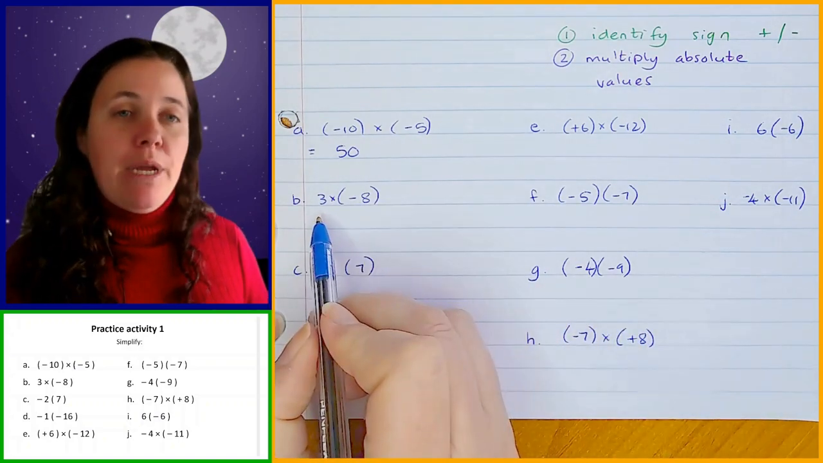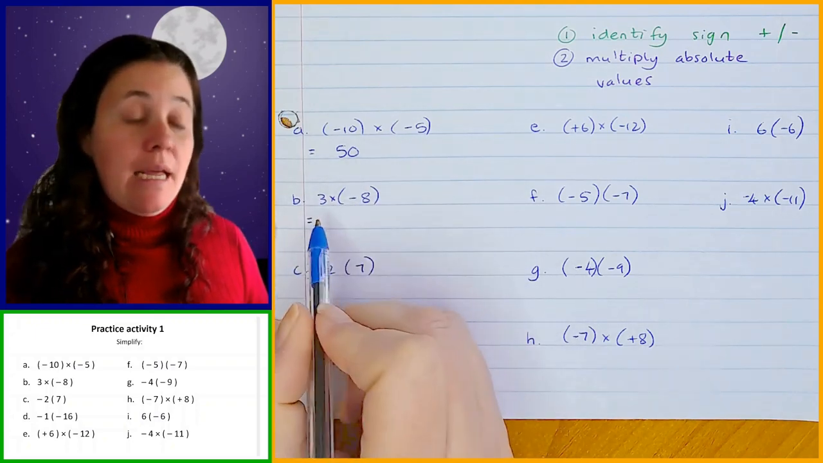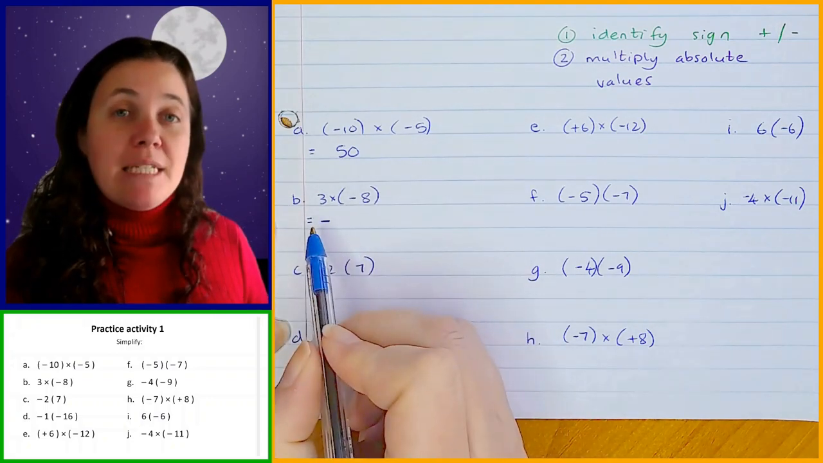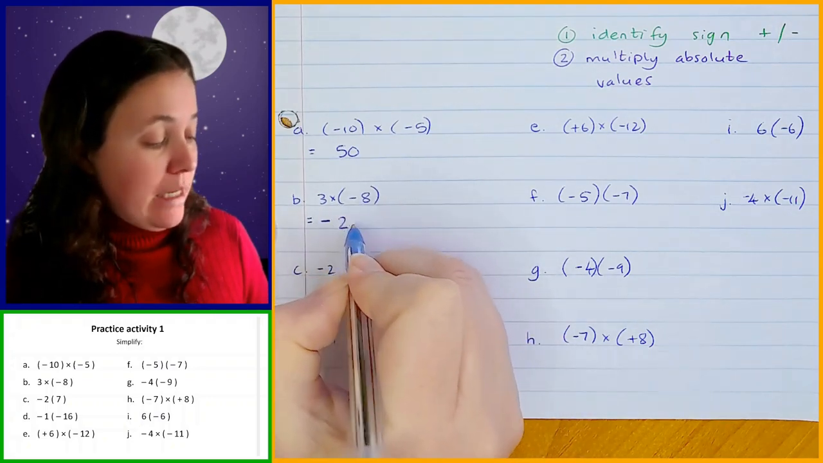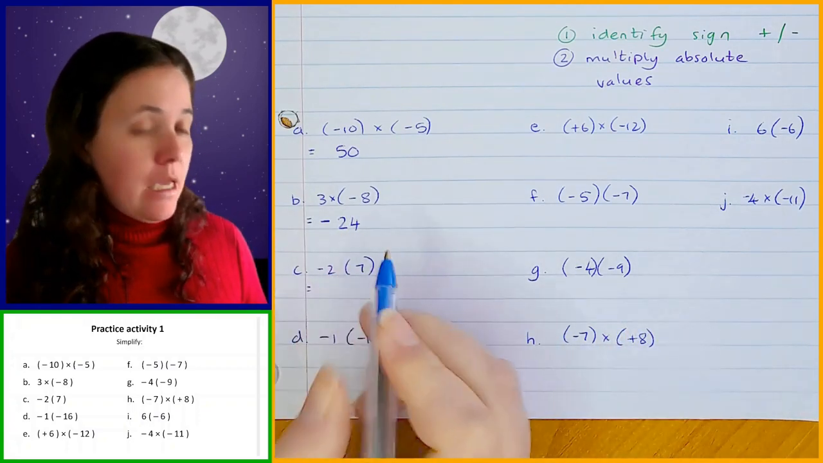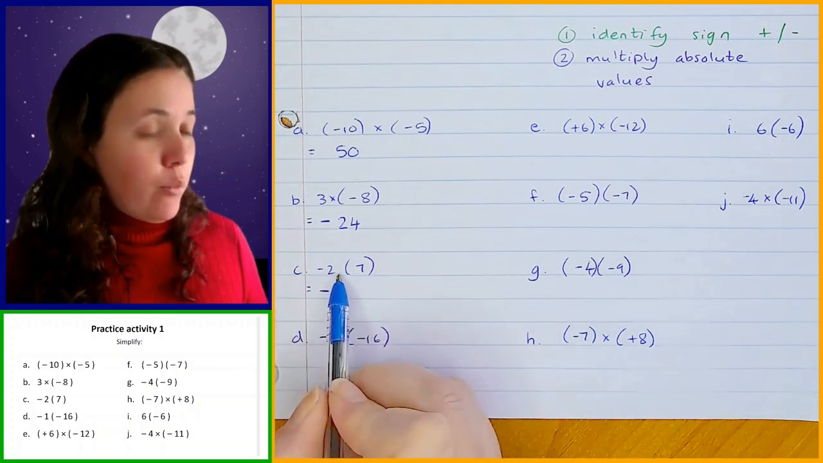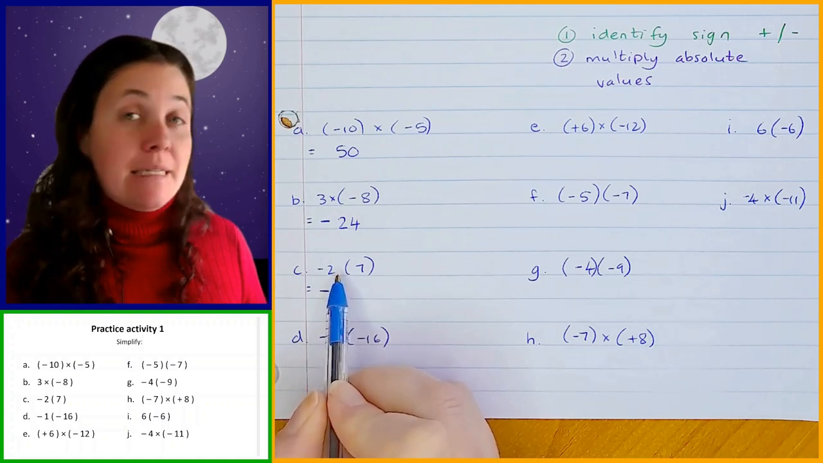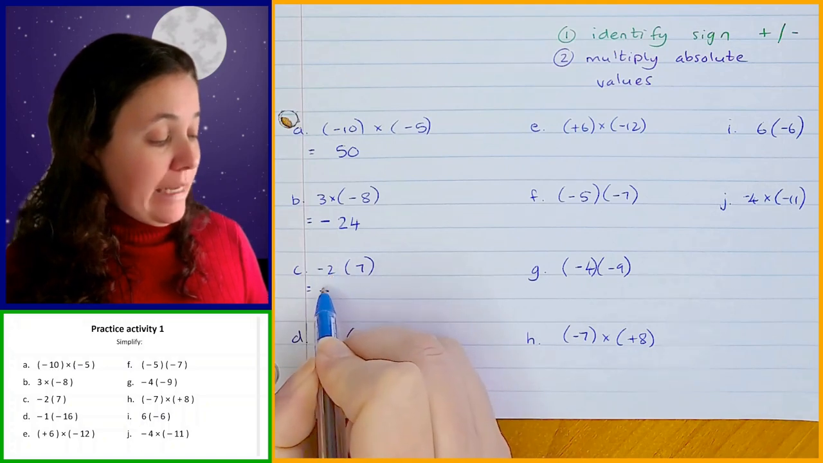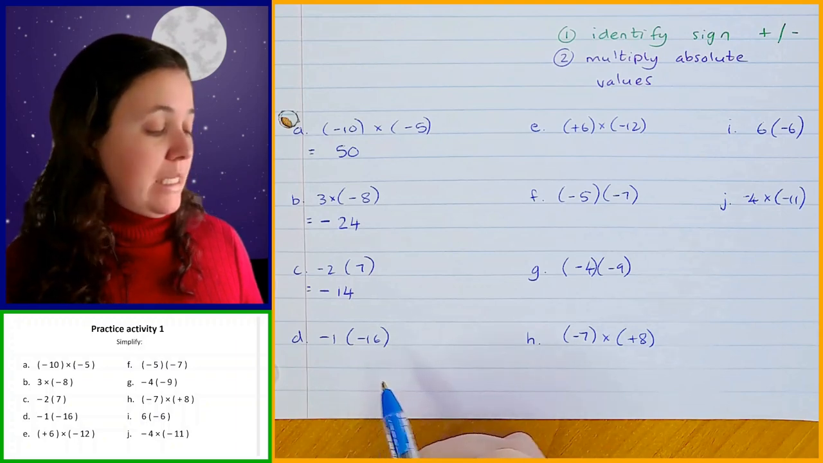The next one, I've got 3 times negative 8. So in this case, the first thing I'm going to do, my sign, I've got positive times negative, that gives me a negative answer. Then 3 times 8 is 24. So you should have got negative 24 for question B. Question C, I've got a negative times a positive. Again, that gives me a negative answer. And remember, we don't have to show the times sign. It still means multiplication. So I've got a negative times a positive, and that gives me a negative. And then 2 times 7 is 14. So you should have got for that one negative 14.